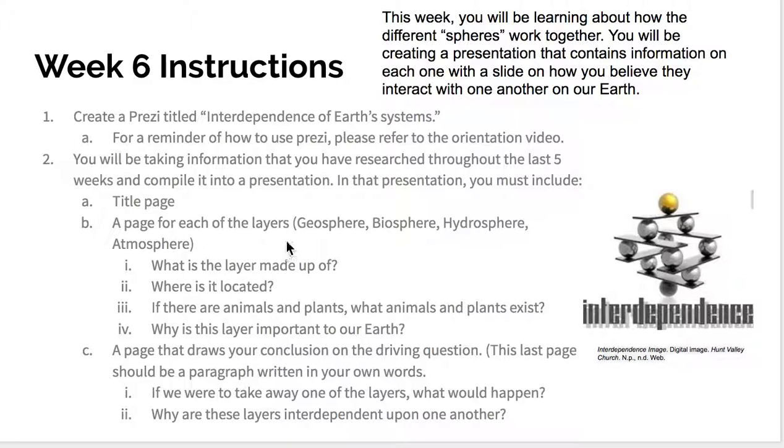You'll have to have a page for each of the layers, which would be the geosphere, the biosphere, hydrosphere, and atmosphere. Make sure within that you include what the layer is made of, where it's located, and if there are animals and plants, what animals and plants exist there, and why that layer is important to us on Earth. And then a page that draws your conclusions on the driving question, which is what we first read in the unit. And if you were to take away one of the layers, what do you think would happen? And why are these layers interdependent upon one another? So how do they work together?